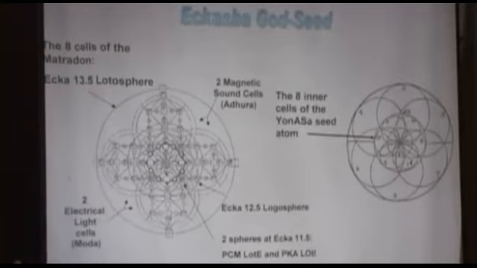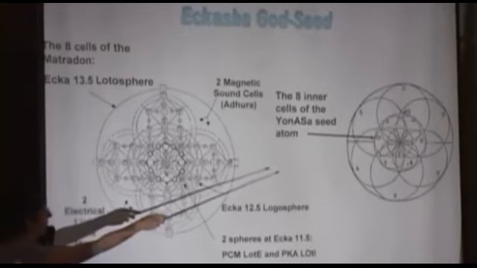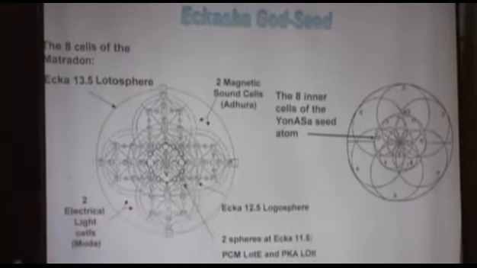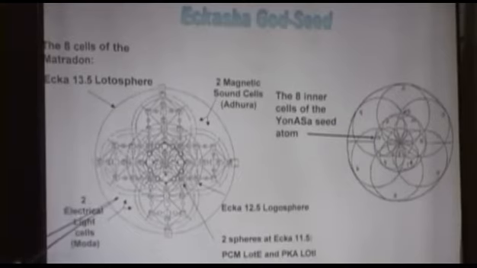Now, we in our eka have the matrodon as our seed atom. This is a female seed atom. It's from the inner female magnetic cells of the Akasha seed atom, one level up. But our flame for our eka is a male flame. It's the Lut and Torah flame. So our eka is actually considered a male eka because of the male flame.